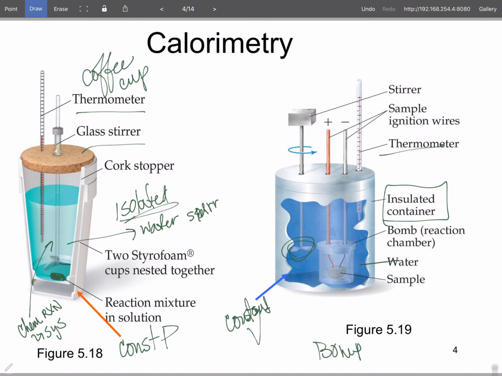Now, the only difference is this is the bomb part. Okay, so what this is, it's usually stainless steel, but it's a metal container that you screw together and you fill with oxygen gas. Okay, you do this after you put in the sample. So you put in the sample, there's your sample, and then you fill it with oxygen gas. And then this is where you have the ignition wires.